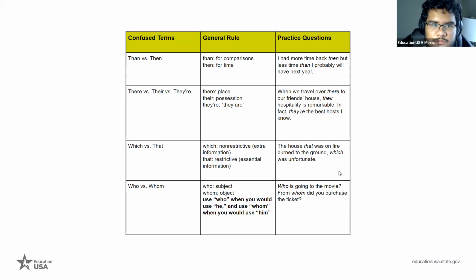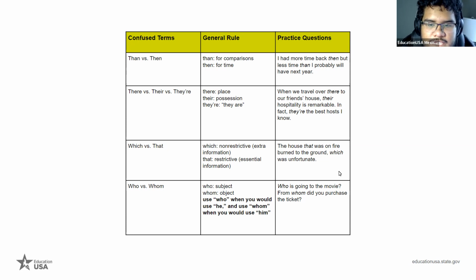And the next one we have here is "which" versus "that". "Which" is basically providing extra information in a non-restrictive way, meaning it's not truly necessary to mention. While the word "that" is used for restrictive information, information that's more essential to the point of the sentence here. We can see the example here.